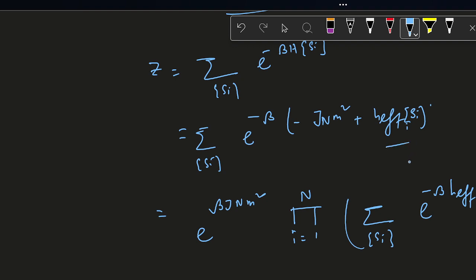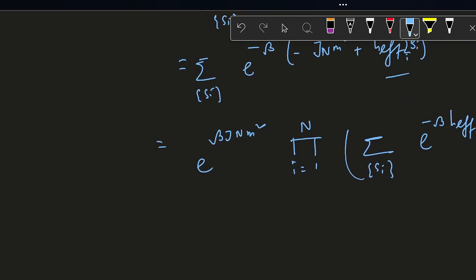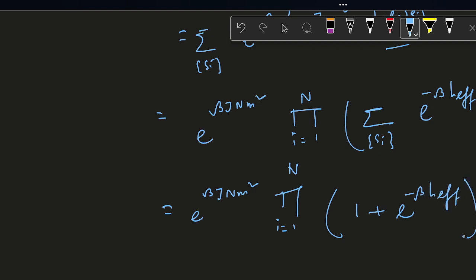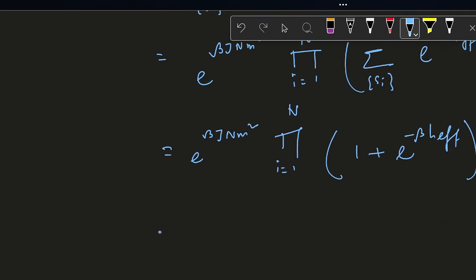Okay, so here, because si can only take two values, 0 and 1, we can plug those in, and we get e to the power beta J n m square as it is. Then the product is as it is written, i from 1 to n. Then the sum over all configurations has only two configurations, 0 and 1, right? So we plug those two values in one by one. First of all, when si is 0, this is e to the power 0, that means 1. Plus when si is 1, this is e to the power beta H effective, right? Now you see that this whole term has no dependence on i itself.